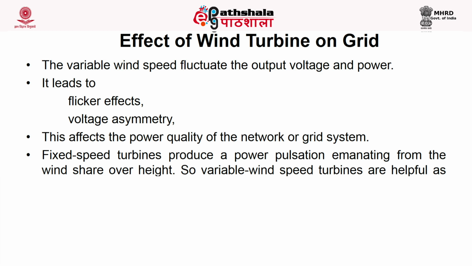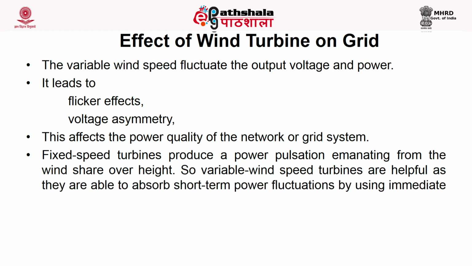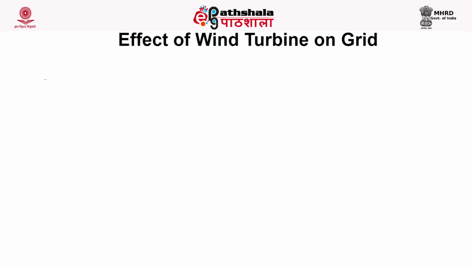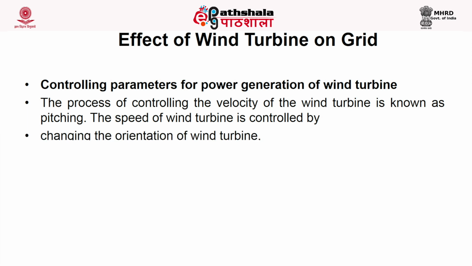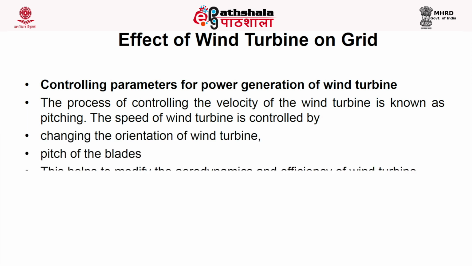Fixed speed turbines produce a power pulsation emanating from the wind shear over height. So variable speed turbines are helpful as they are able to absorb short-term power fluctuations by using immediate storage of energy on the rotating drive train. The process of controlling the speed of the wind turbine is known as pitching. The speed of the wind turbine can be controlled by changing the pitch of the blades, and this helps to modify the aerodynamics, and hence the efficiency of the wind turbine can also be improved.